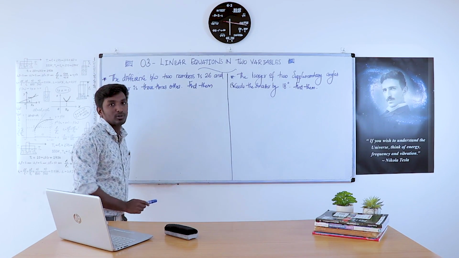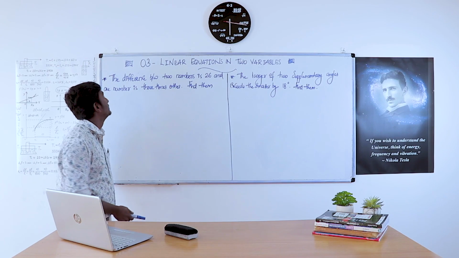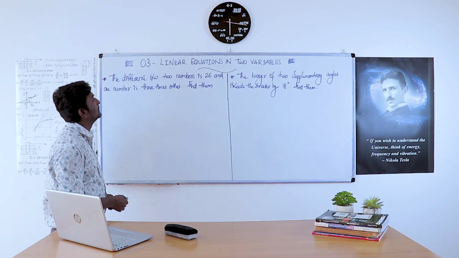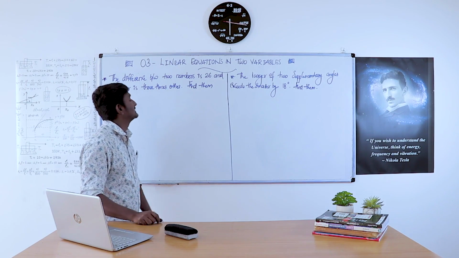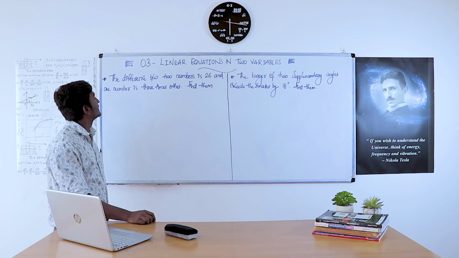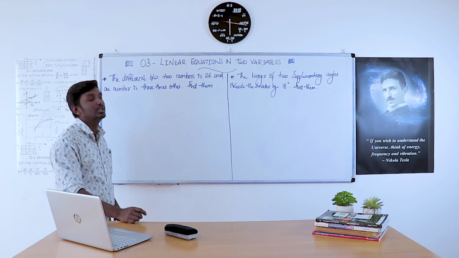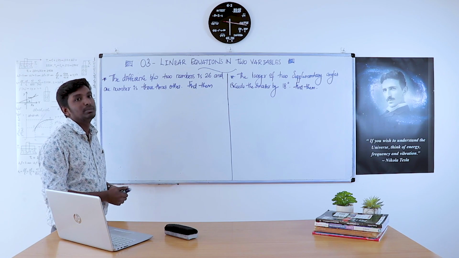Now moving to the word problems. A question is given for you. The difference between two numbers is 26 and one number is 3 times the other. Find them. The condition is we are having two numbers. Actually, we didn't know the numbers.